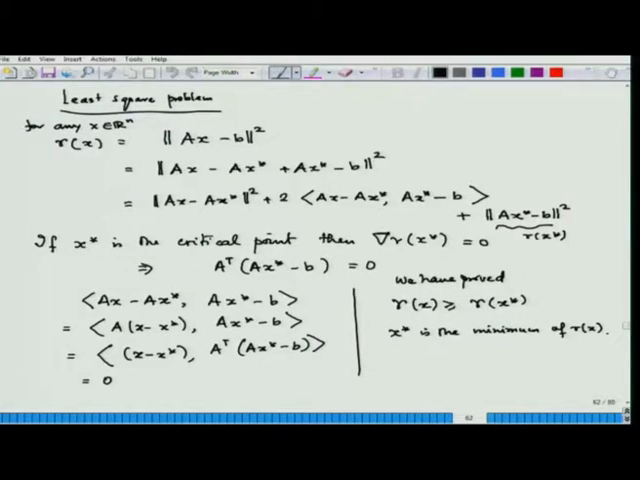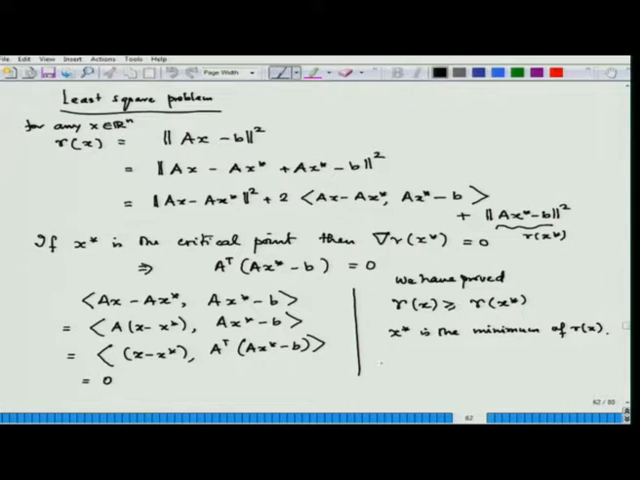So, we were discussing this least square problem, basically using this technique of optimization to try to find a solution to Ax equal to b. Now, if you remember, we have shown that any critical point of this function is a minimum of this function, and hence is a solution to the original problem. So, any critical point of this problem is a solution to this problem.